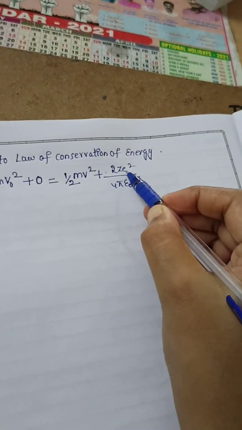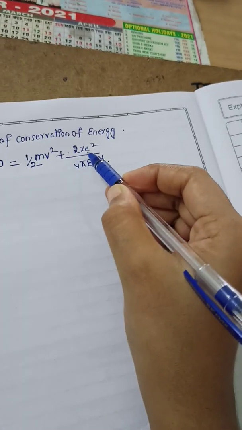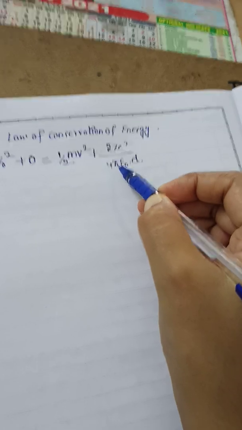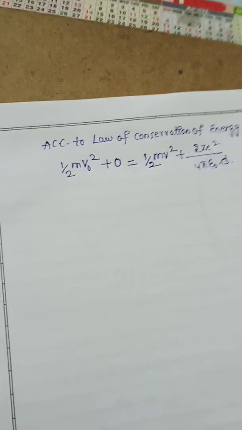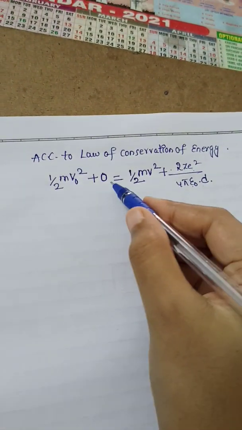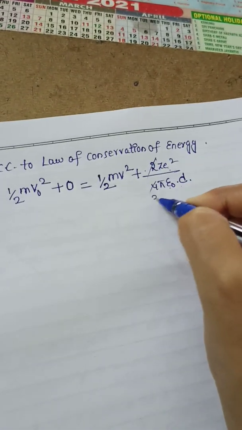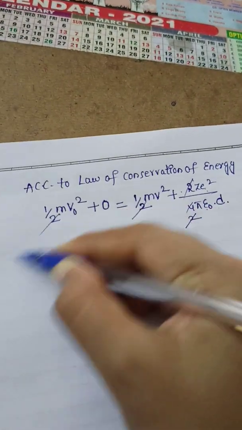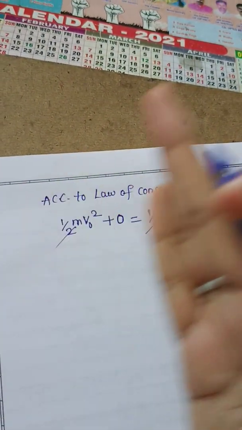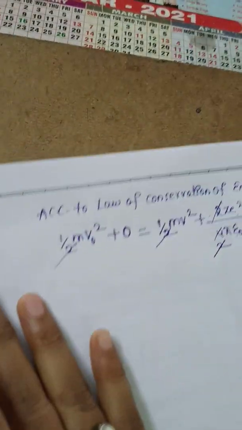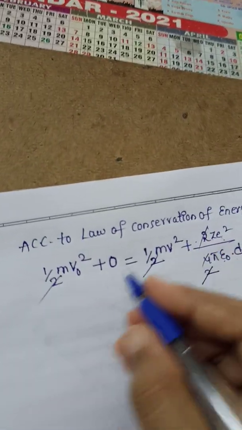Okay, so am I clear now? See here, Ze into 2e means 2Ze square by 4 pi epsilon naught d. Now I am cancelling: 2 2s are 4, and the halves on the left hand side and right hand side cancel each other. And next, coming to the value of v, I want the value of v square.